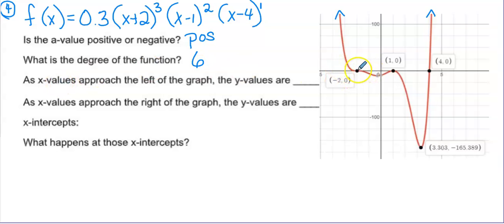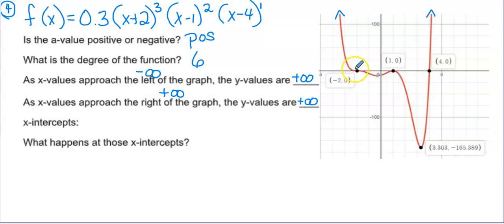As we approach the left side of the graph, the y values are increasing, which means they are heading towards positive infinity. As we go to the right side of the graph and the x values are approaching positive infinity, so are the y values approaching positive infinity.